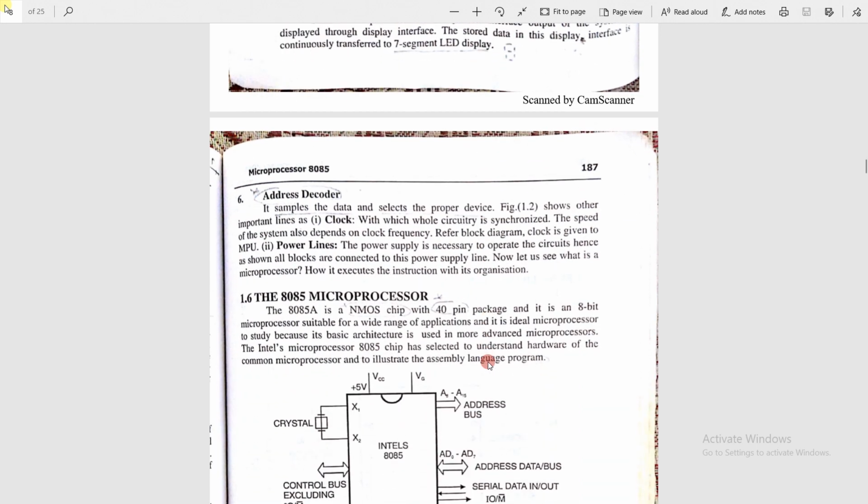Address decoder: it decodes the particular address and points out which device it is talking about, which is connected with the processor. Clock we have discussed, with which the whole circuitry is synchronized. The speed of the system also depends on the clock frequency. Power lines, power supply.